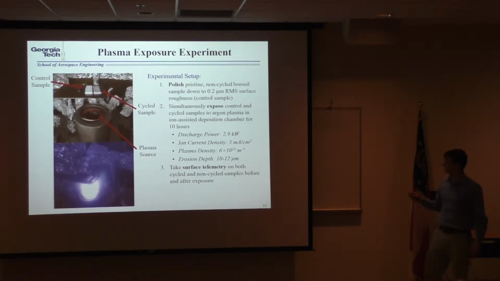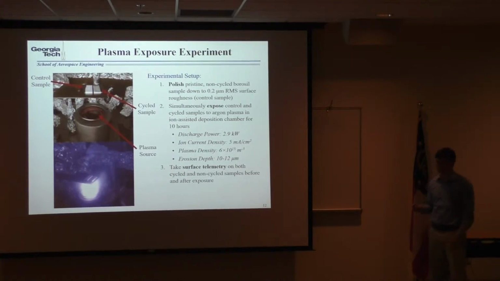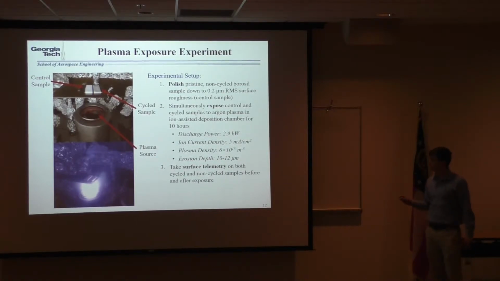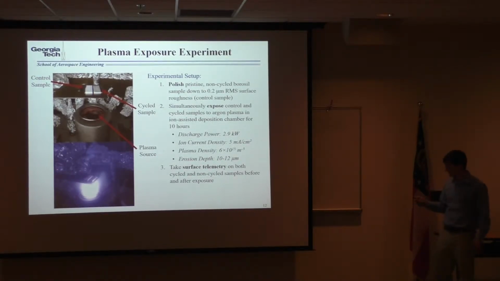And then we simultaneously exposed the control and cycled samples to argon plasma in GTRI's ion-assisted deposition chamber for about 10 hours. And that 10 hours of exposure was enough to create an erosion depth on the order of 10 to 12 microns. And then we took surface topography on both the cycled and non-cycled samples, so the control sample, before and after exposure, to determine what the impact of these microcracks was on the plasma erosion process.